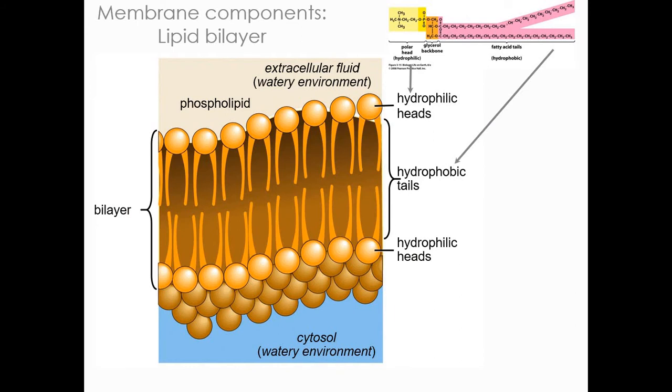So these are the lipid bilayer. This is the lipid bilayer. This is the phospholipid, okay? And then outside is the watery environment. Outside the cell is a watery environment, and inside the cell is another watery environment because it is the cytosol. These are the hydrophilic heads, and we have the hydrophobic tails. The hydrophobic tails are these two chains of fatty acid, and the hydrophilic head is this one, the phosphate. Okay?